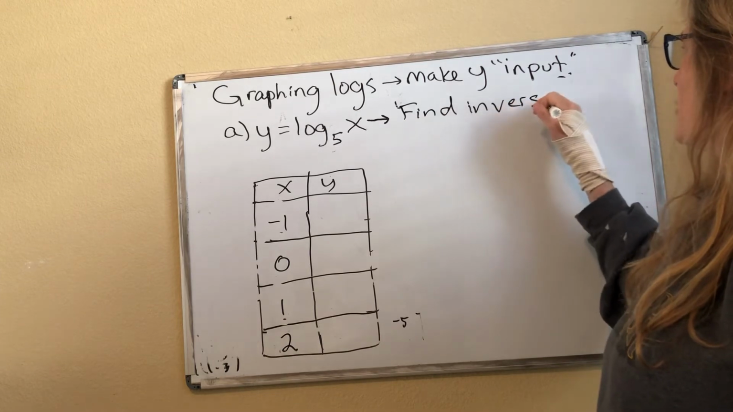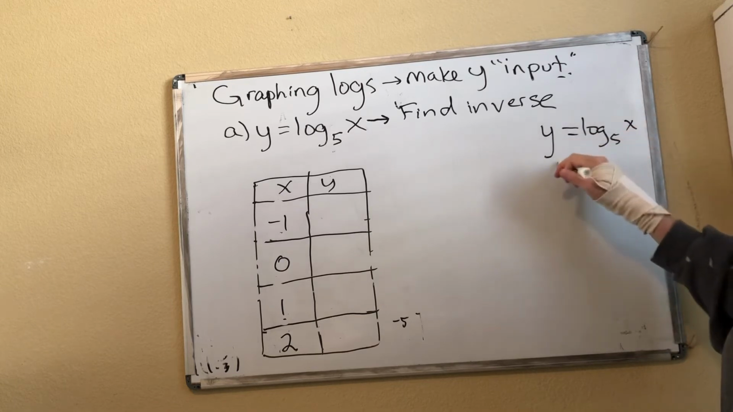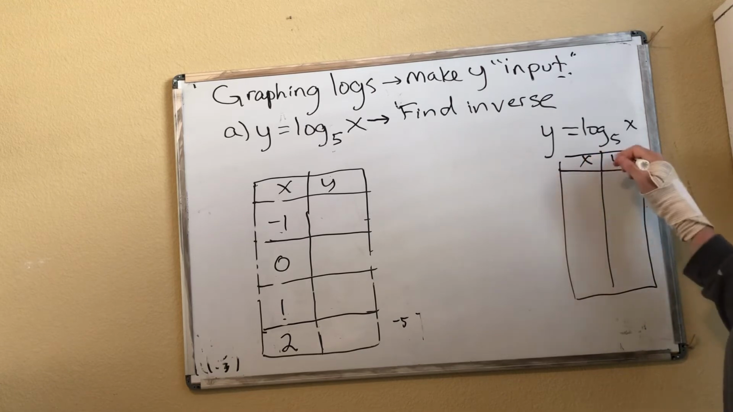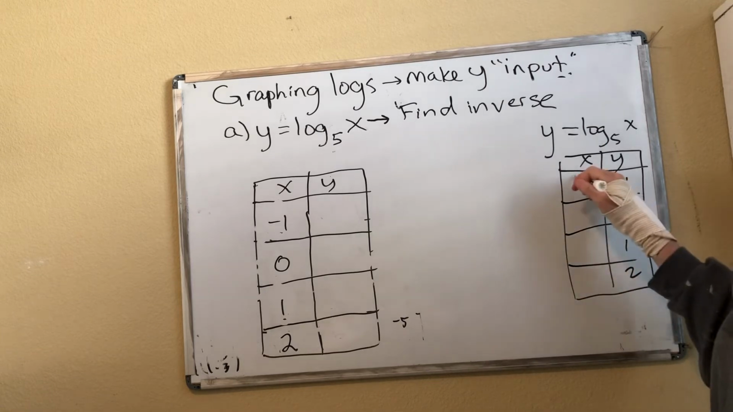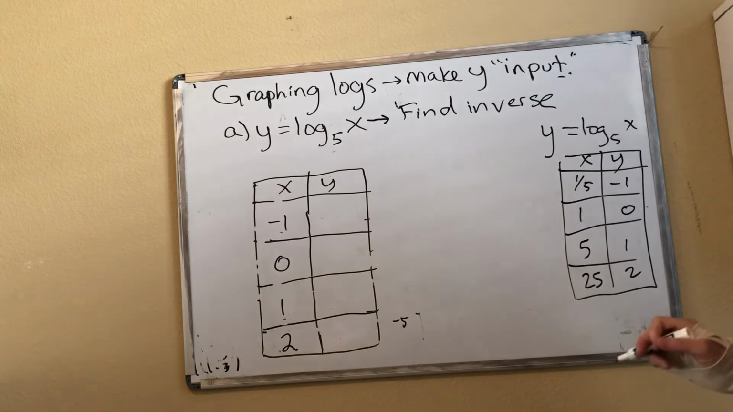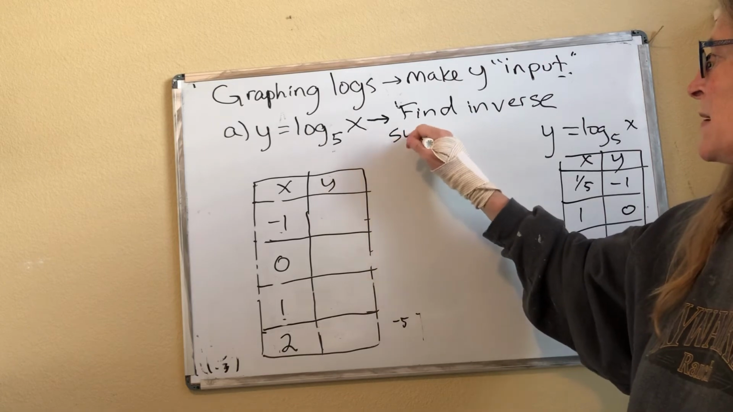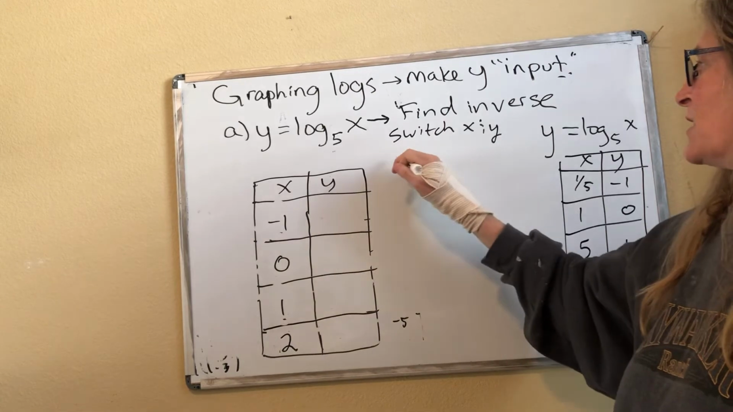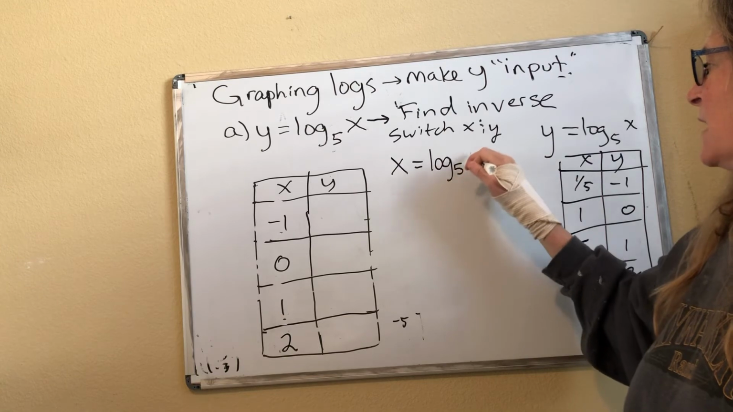Just to remind you, the table for log base 5 of x looked like this: -1, 0, 1, 2 for y, and 1/5, 1, 5, 25 for x. Remember, to find the inverse, we switch x and y. So here's my equation: x equals log base 5 of y.